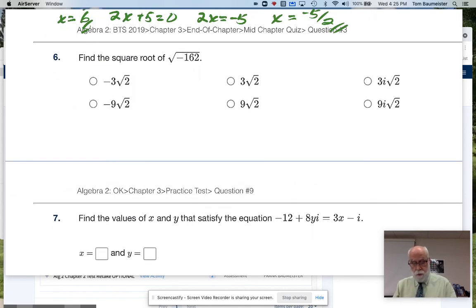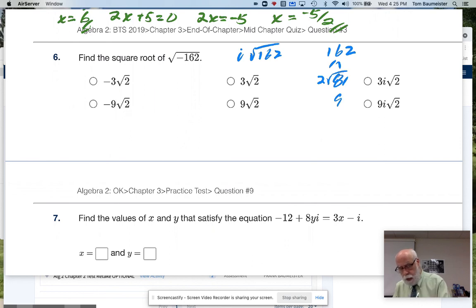Number 6, find the square root of 162. So a lot of you said, oh, there's a negative underneath, so I'm going to make that an i already. So I have i times the square root of 162. And a lot of you noticed that 162 I can write as 2 times 81. And a lot of you said, well, the square root of 81 is just 9. And the square root of 2, I'm just going to have to use that. So remember, the whole number goes in front of the i, and then the square root goes behind the i. There's our answer right there.